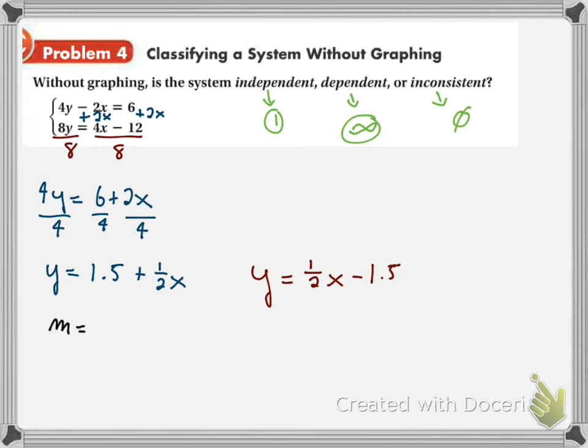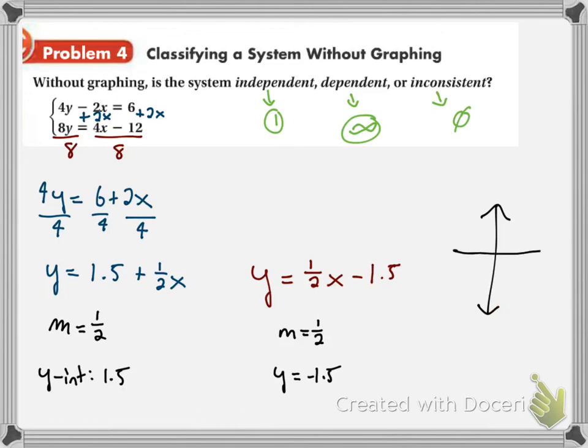My slope for this line is 1/2. My slope for this line is 1/2. Therefore, I know that these lines have to be parallel, but the key here is that they have different y-intercepts. My y-intercept for this first equation is 1.5, while my y-intercept for the second equation is negative 1.5.